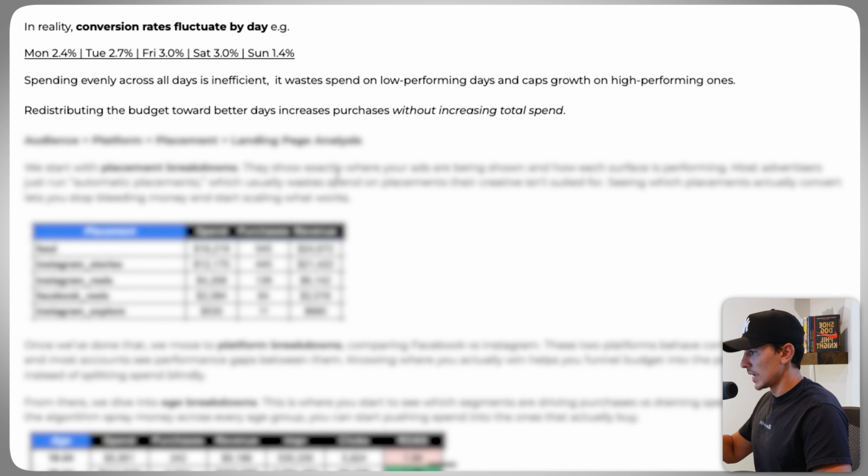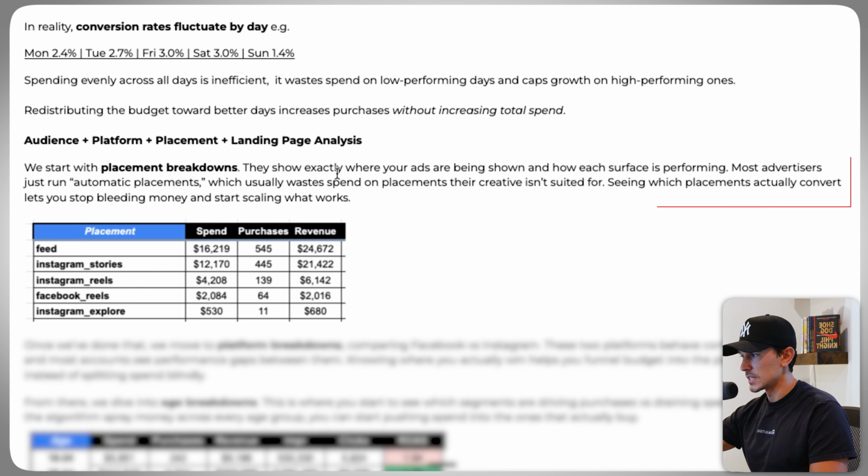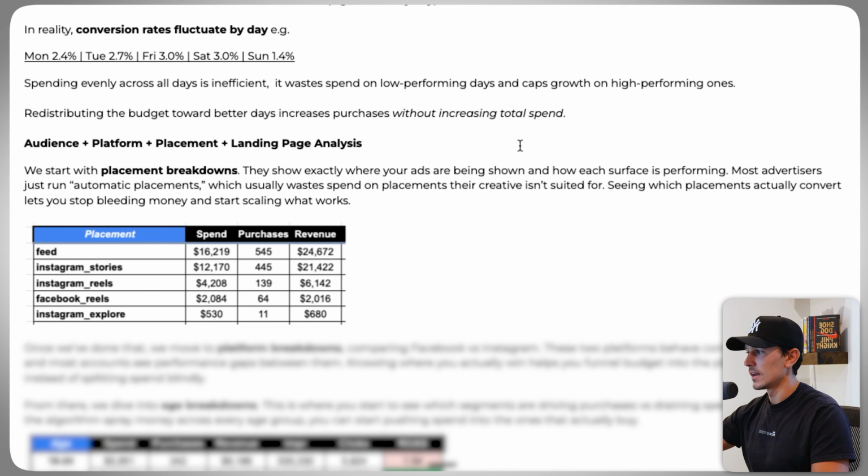So after we do day of week analysis, we go through all of the others. This is audience, platform, placement, landing page analysis. Now we start with placement analysis. So as you can see here, we have spreadsheets for all this stuff. It's fully automated, but you could break this down in your breakdowns tab within your own ads manager right now. What I like to look at is each placement and understanding A, are we producing the right creative for every placement? And B, if we're not able to produce that right creative for every single placement, then making sure we're not overspending on the wrong placements.